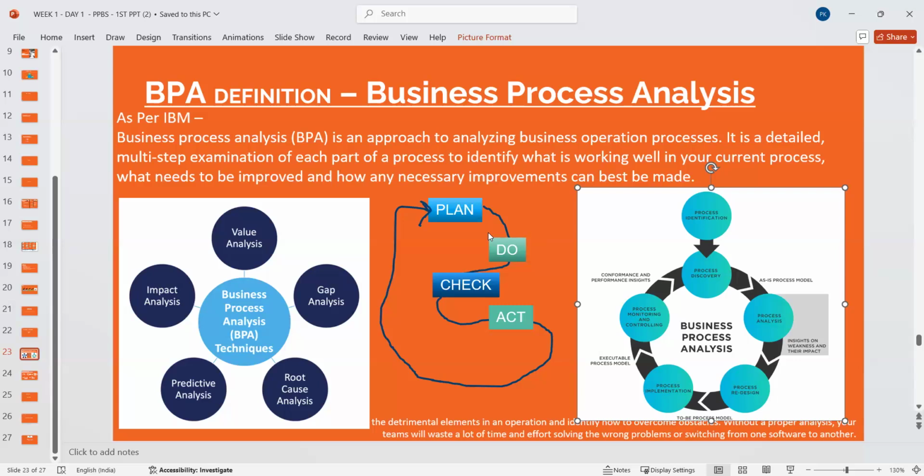Now let us understand how we do it. There is a simple way. Basically, we plan, then we implement, that is do. Then we check, is it working fine or not? Is the implementation or the process analysis fine? And if everything is fine, then we act on it. Act, as in we give it a green flag that this process analysis is working fine. We can continue with this process, or other departments should also inculcate this process.